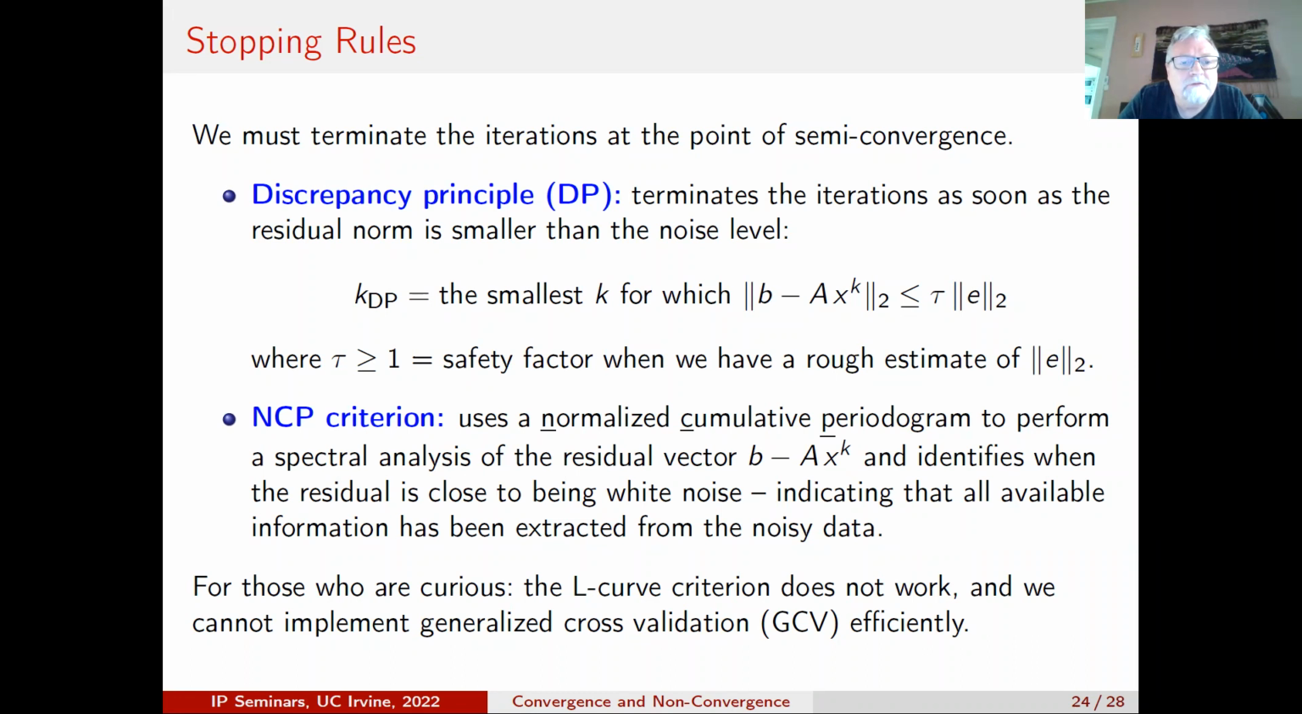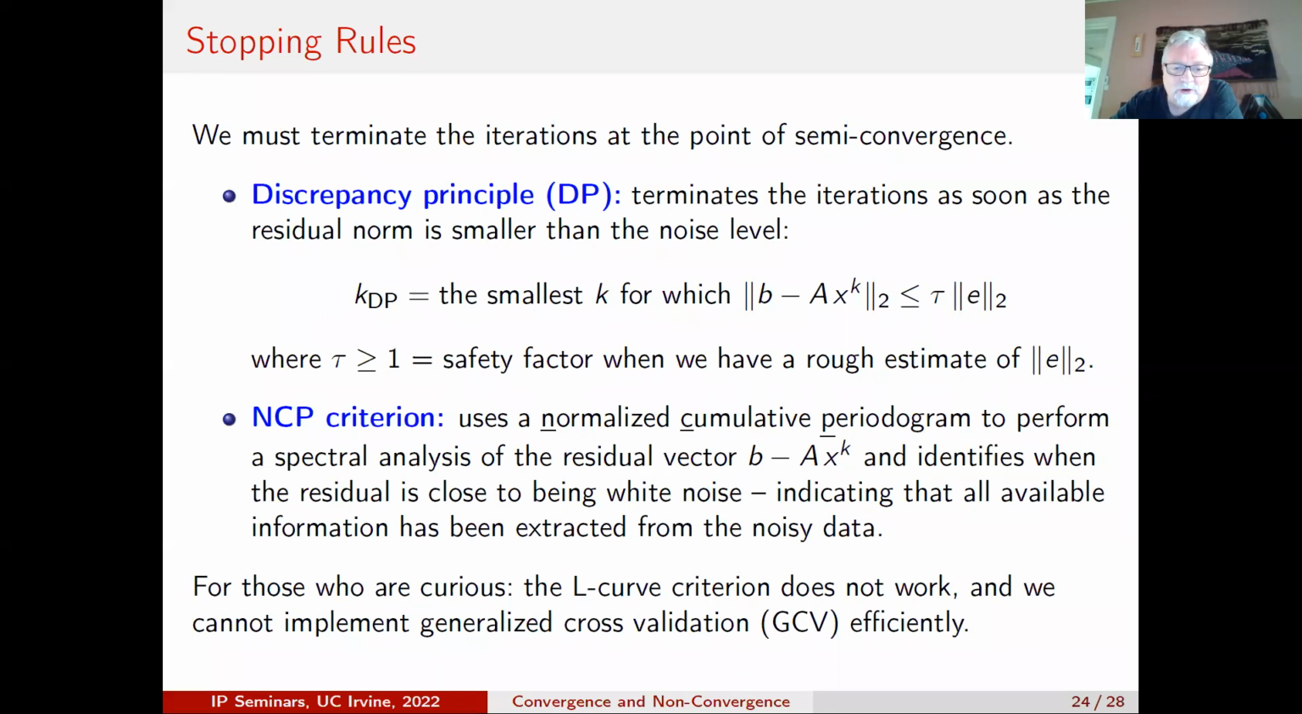I'm sure you're familiar with the first one, the discrepancy principle. So basically you stop whenever the residual is of the same size as the noise in your data. We also tried a more recent method, the normalized cumulative periodogram, a way to monitor the residual, and the key idea is to stop when the residual vector looks like noise, because when that happens, we have extracted all available information in the data. So we're going to look at these 2 here.